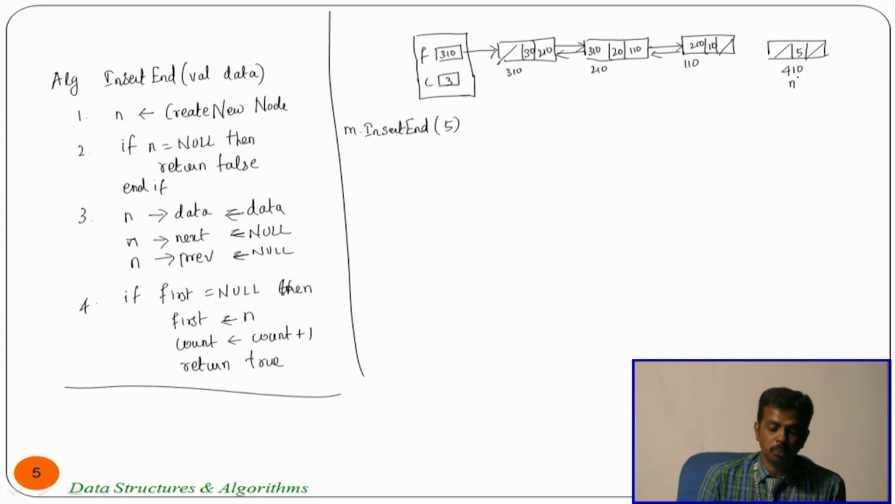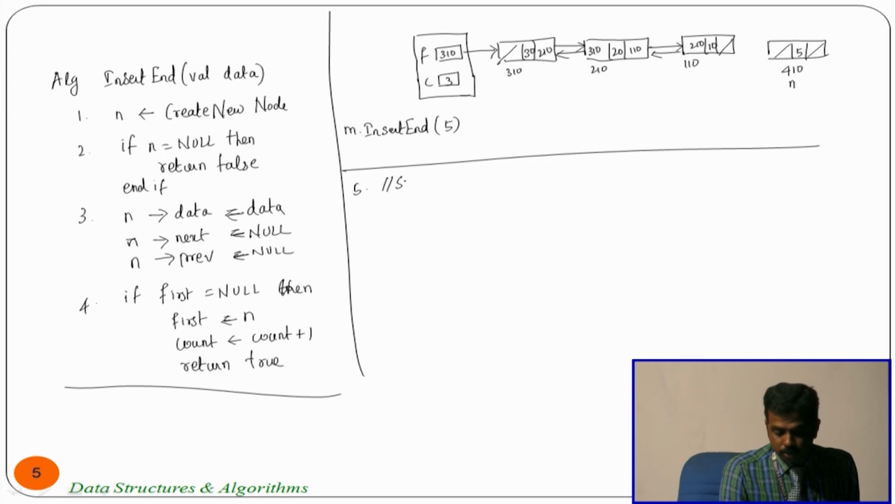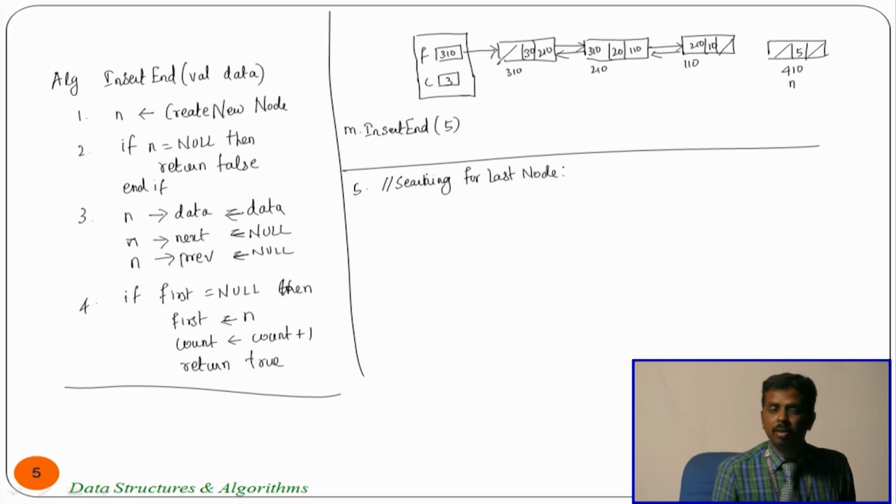So now the thing is, I have to search who is the last node. After identifying the last node, I have to write the code for linking the new node with the last node. So what is the code I can try to search? Fifth step, searching a last node. This is similar to the singly linked list.